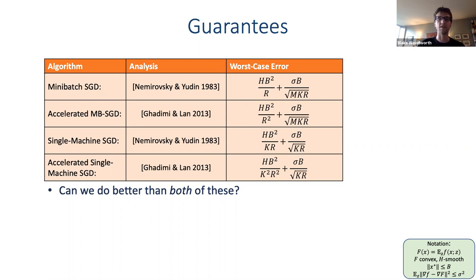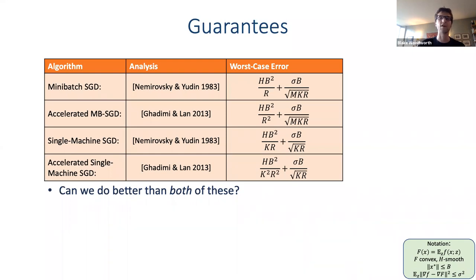Consequently, we can say that accelerated mini-batch SGD is definitely not an optimal algorithm for intermittent communication in every case, because sometimes you're better off doing single machine SGD, and vice versa. Single machine SGD is also not optimal because sometimes you're better off doing mini-batch SGD. So again, this raises the question of whether we can improve upon both of these methods.